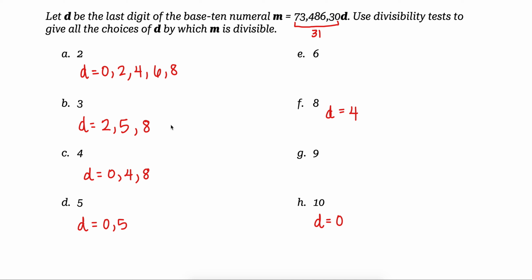Almost done now. 6 and 9. To be divisible by 6, it has to be divisible by both 2 and 3. So you just look at what 2 and 3 have in common here. What values of D do they have in common? Just the 2 and the 8.